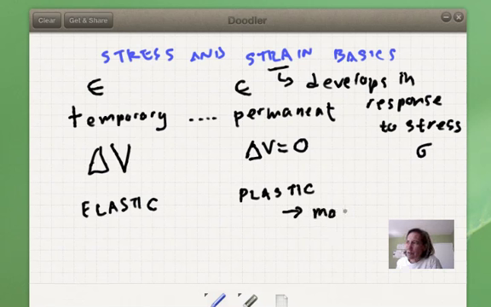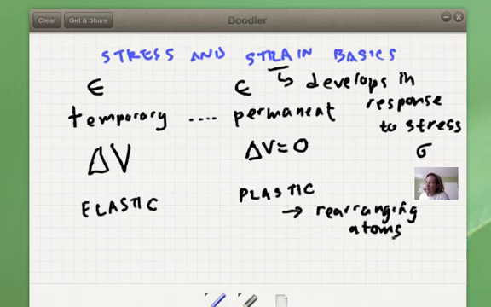So in plastic deformation, you're essentially moving, I'm going to say moving, but what I want to say really is that you're rearranging the atoms. And in elastic deformation, it's just a temporary movement of the atoms. In elastic deformation, this involves stretching bonds, whereas in plastic deformation, you're actually rearranging atoms or molecules depending on whether you're deforming metals or ceramics or polymers.